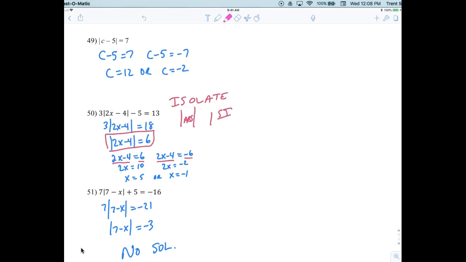Now, what's wrong with 51? First of all, it's not isolated, right? But then, Miss Bragdon, what is it? Because your absolute value is set equal to a what? Your absolute value can't be negative. Distance can't be negative. That's what we're talking about.